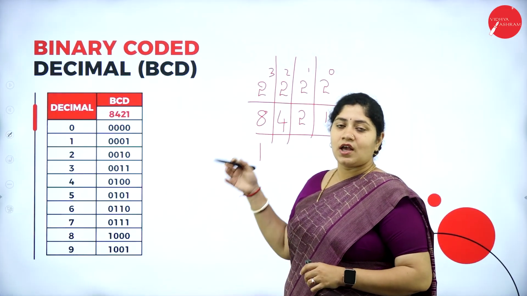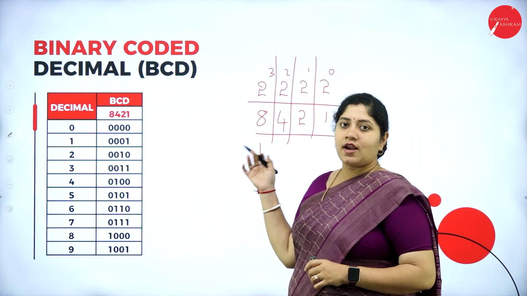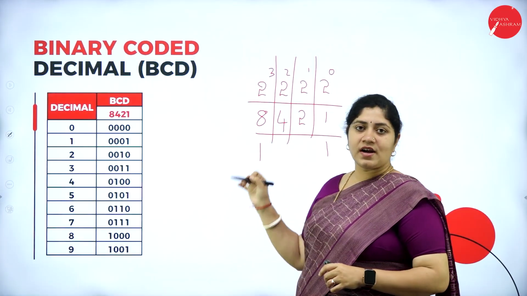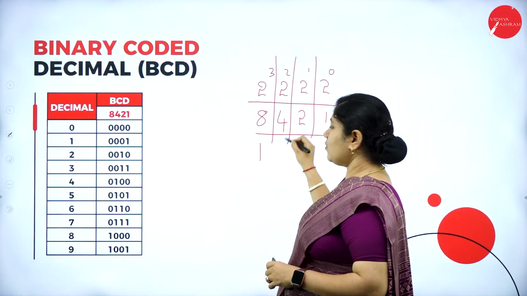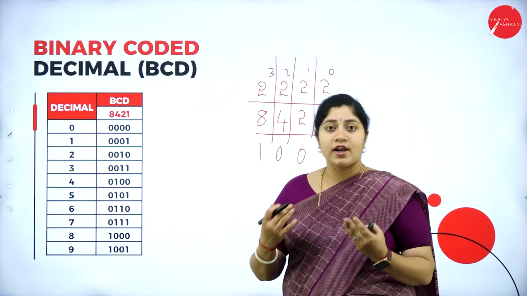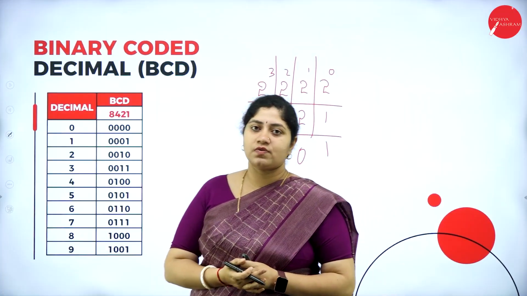Out of 9, I have already represented 8. And the remaining bit is only 1. So, I have to write a 1 under 2 power 1. And what about the rest 2 bits? I have to just add a 0 because I have to adhere to this 4-bit representation format.